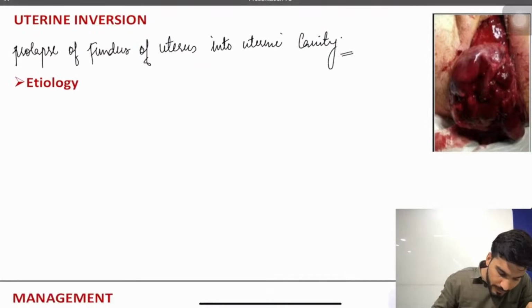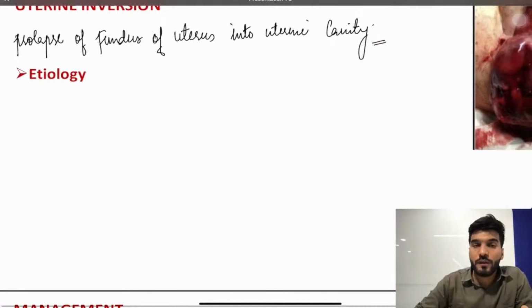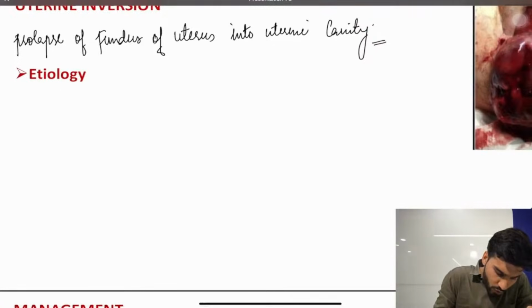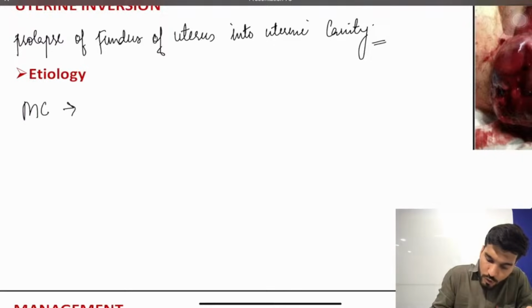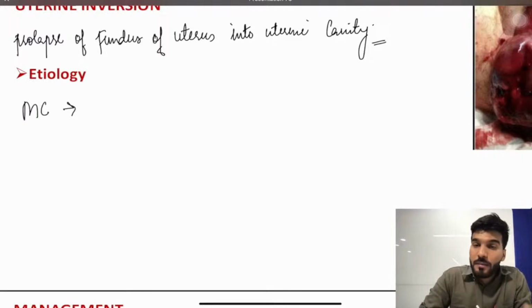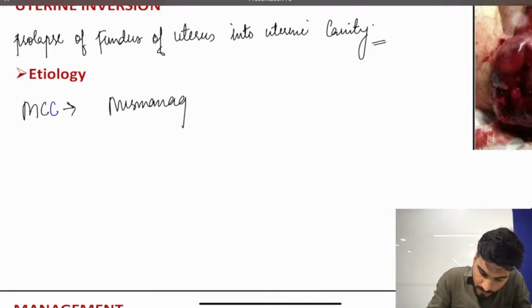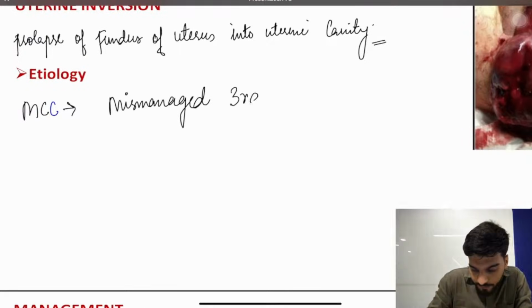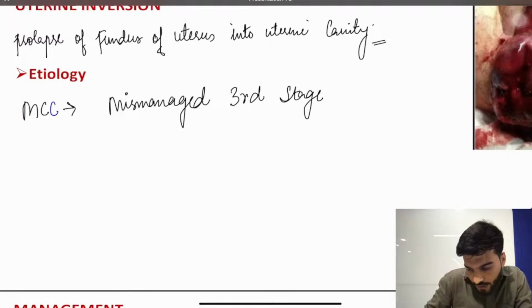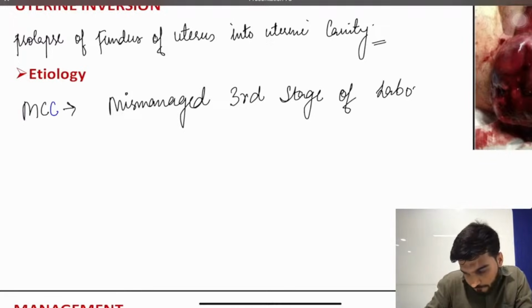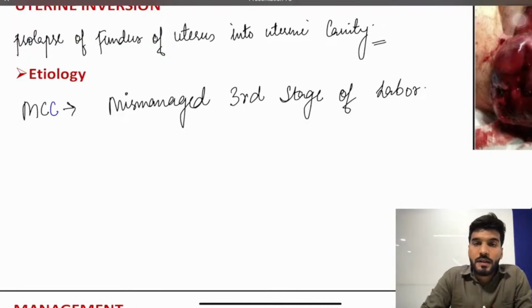If we talk about the etiology of this uterine inversion, the most common cause, as I've already told you: postpartum hemorrhage, uterine inversion, shock, these are all complications of which stage of labor? Third stage of labor. That's why there was AMTSL, in order to prevent such complications. So the most common cause for uterine inversion is mismanaged third stage of labor.